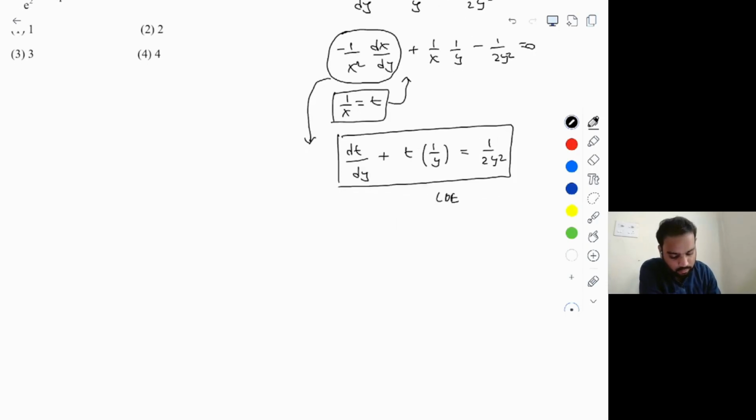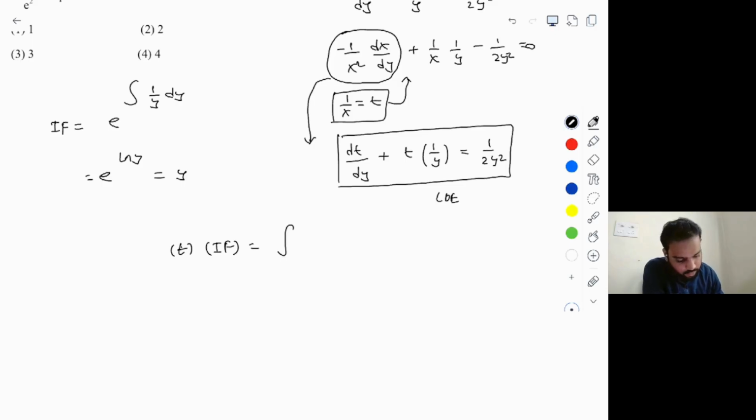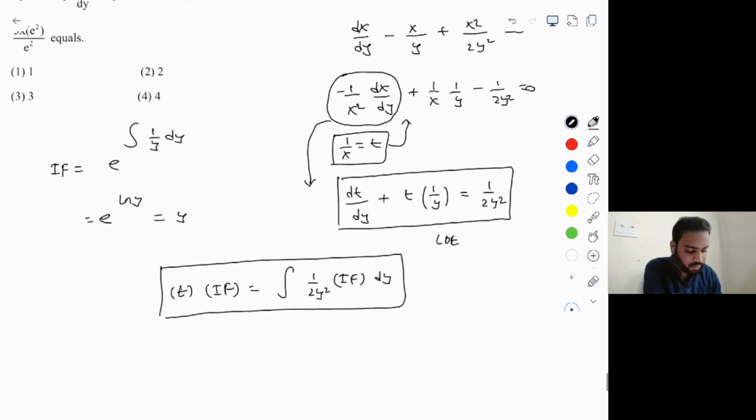Now you know what to do, right? First thing is you have to calculate the integration factor here. So the integration factor will be e to the power of integration of P of y dy. P of y is 1 by y, so you get e to the power of ln y, and that is nothing but y. And then you know how to write the solution of this one, which should be t into integration factor is equal to integration of the right hand side Q of y, which is 1 by 2y square, multiplied by the integration factor, dy. And then to solve this question, you know what to do.